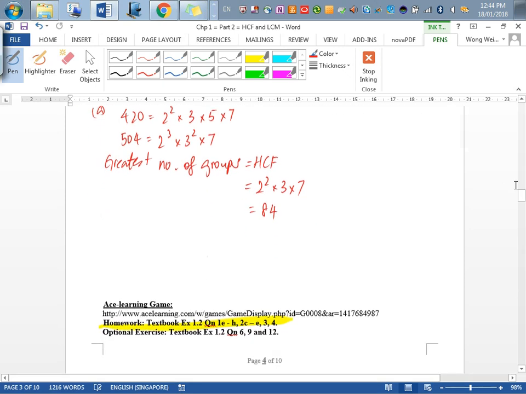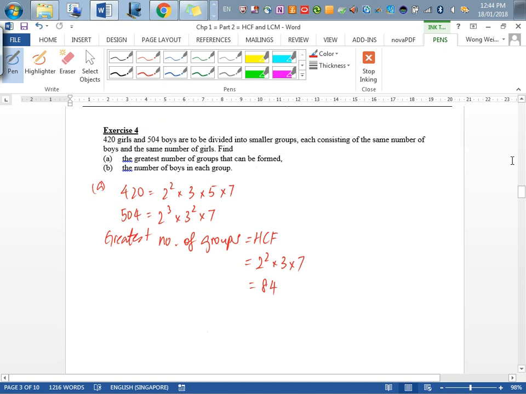And since we have 84 being the greatest number of groups, then to find the number of boys, number of boys. So see, always have a statement. That will be 504 divided by 84. That gives me 6. Okay?